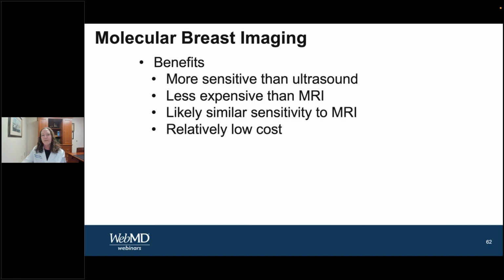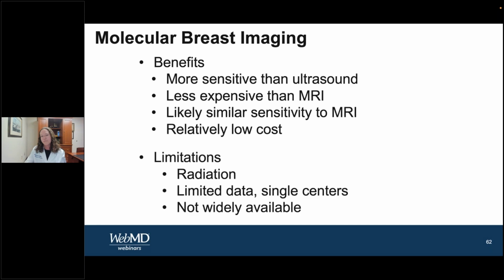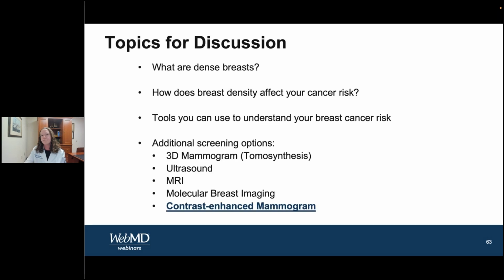So some of the benefits are that it's more sensitive than ultrasound, less expensive than MRI. It looks like it has a similar sensitivity, maybe slightly less than MRI, but definitely higher than ultrasound. And it's relatively low cost compared to especially an MRI. Limitations are that it does involve radiation. Most of the data we have on this method are limited and from single centers, like single academic medical centers doing studies, and this type of imaging is not currently widely available. There are only about 30 facilities around the country that are using this technology right now.